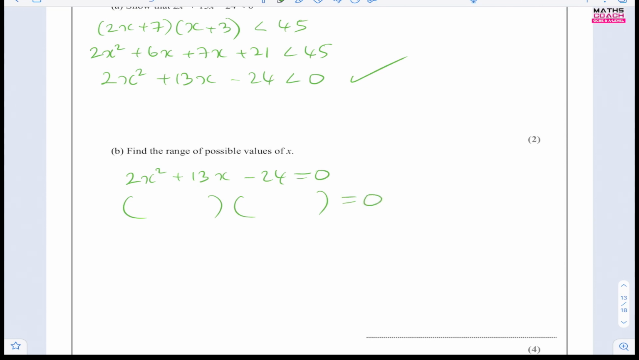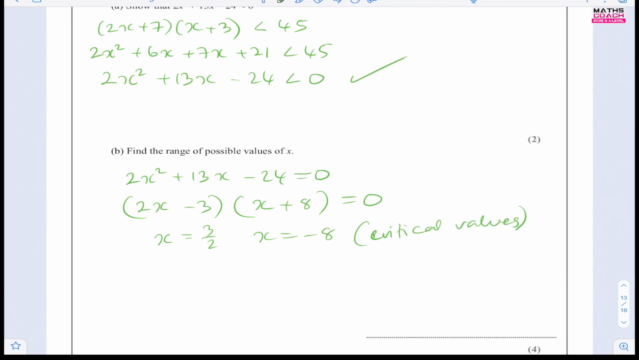You can go ahead and use any method that you know to solve quadratics, and you should end up with two brackets. In one of them you'll get 2x minus 3, and in the other one you'll get x plus 8. So we know that the value of x is 3 over 2 and minus 8. These are our critical values.